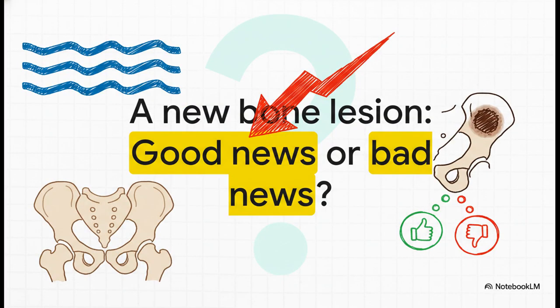But just as we're settling into this pattern of stability, the report throws us a real curveball. A new lesion has been found on the iliac bone, that's the large bone of your hip, and its meaning, it's not immediately clear. Is this a good sign, or is this a bad one?